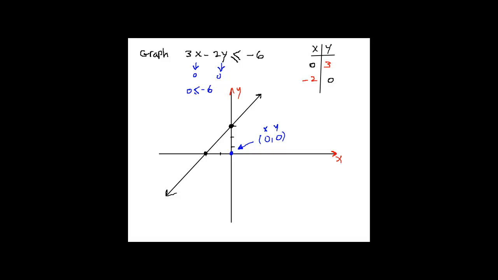So it means this is not the solution, so the solution must be to the other side of the line. The solution must be this way. All the points above this line or to the left of this line would be the solution to this inequality. So that's how you can find out which side is the solution.